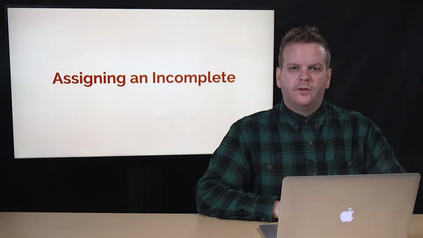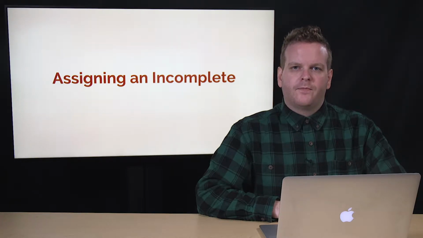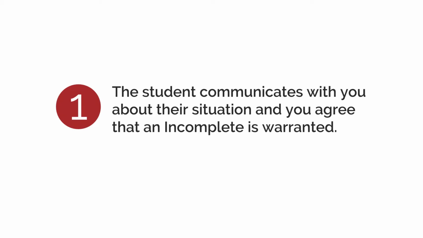What happens when a student faces extraordinary circumstances, such as an extended illness or a family emergency that prevents them from finishing your course on time? As the instructor, you have the discretion to give the student a grade of incomplete or I and extend their deadlines past the end of the semester. Let's walk through the process.